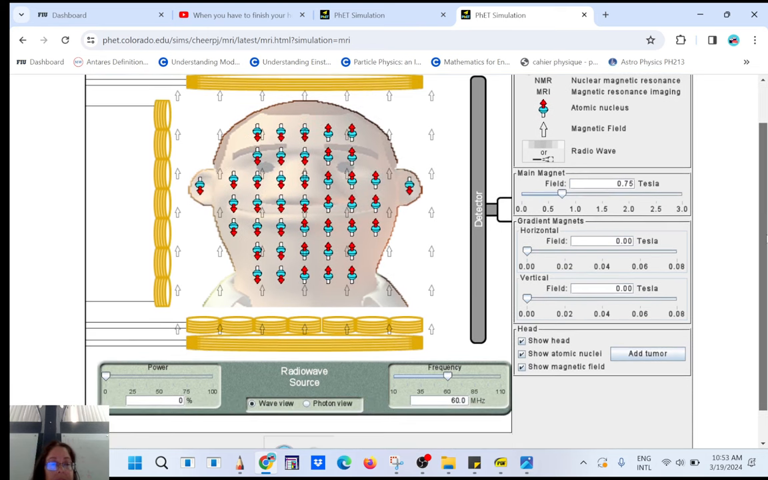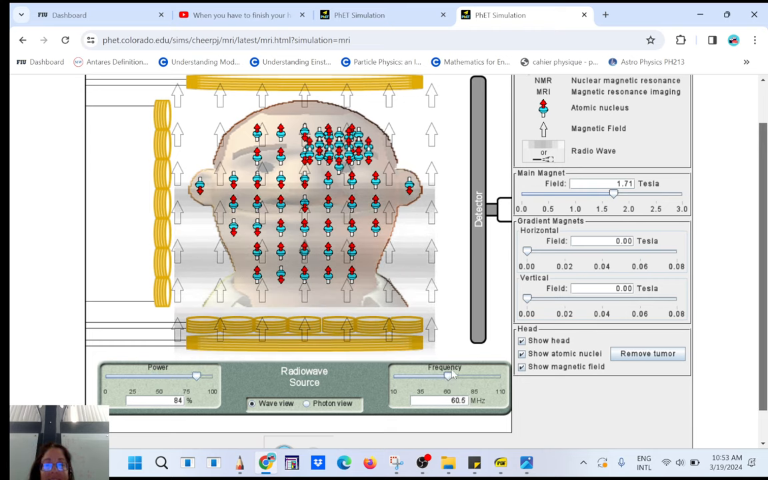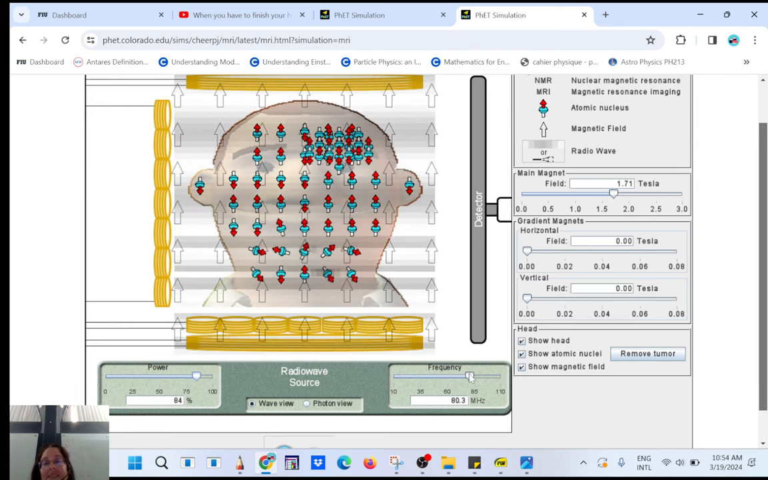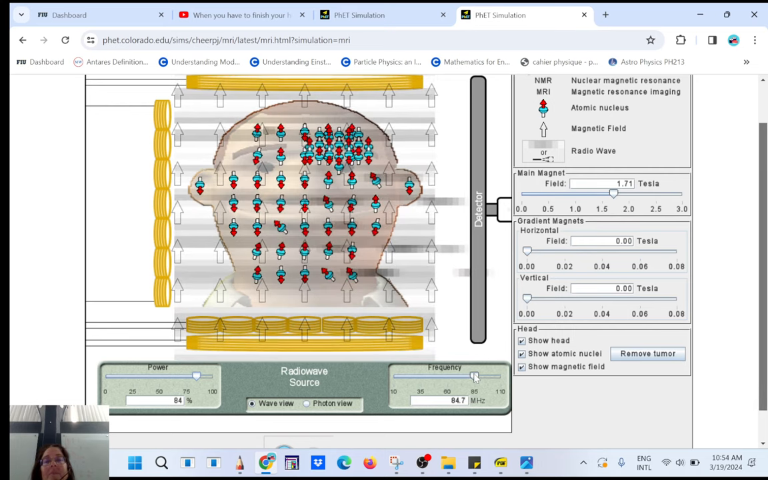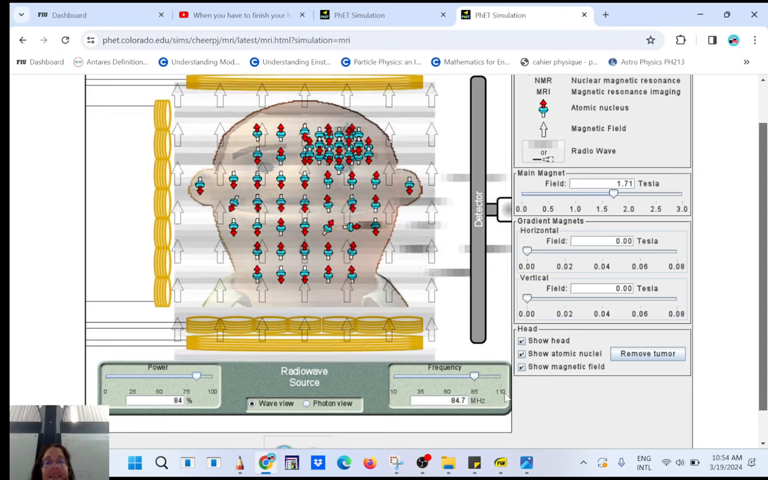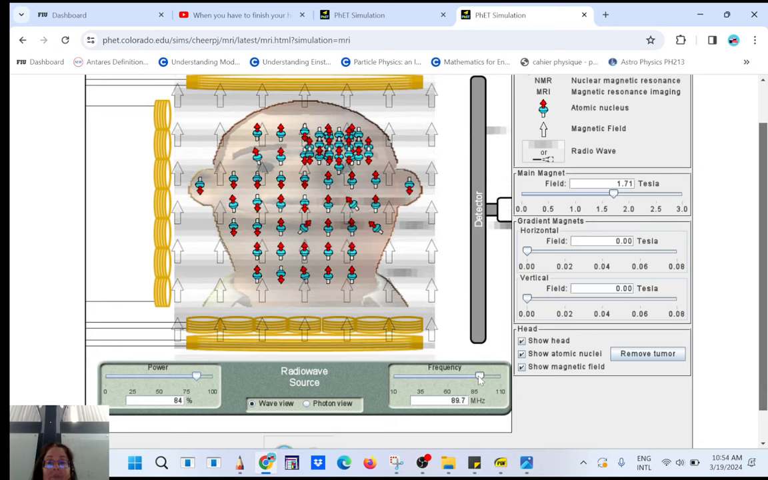I'm going to do something that I really don't like to do. I'm going to put a tumor, God forbid. And so then you need to find the right frequency. Sometimes it's hard. It's like a resonance frequency. You see where the tumor is? You have a lot of nuclei, and they will burp out those photons, and that's how you can detect the tumor.